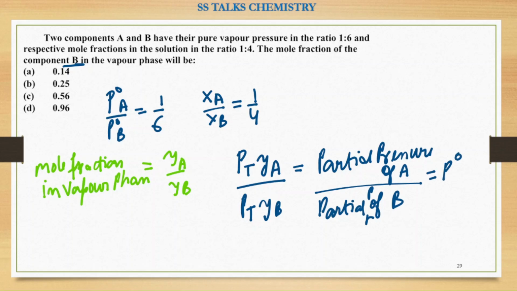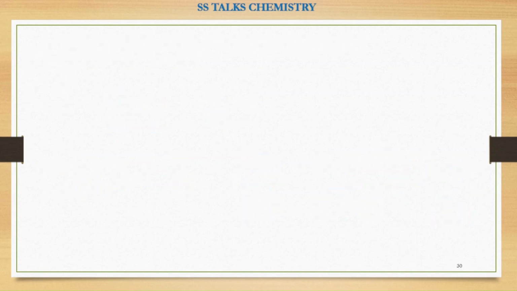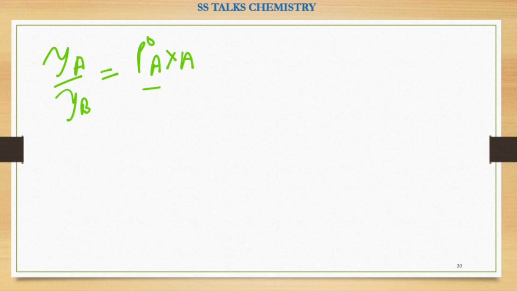This is equal to P naught of A into XA upon P naught of B into XB, because in this way we can also write the partial pressure in terms of the mole fractions in the solution. You can use this relationship. P total gets cancelled out, so we have YA upon YB equal to P naught of A into XA upon P naught of B into XB, and this ratio is already given.